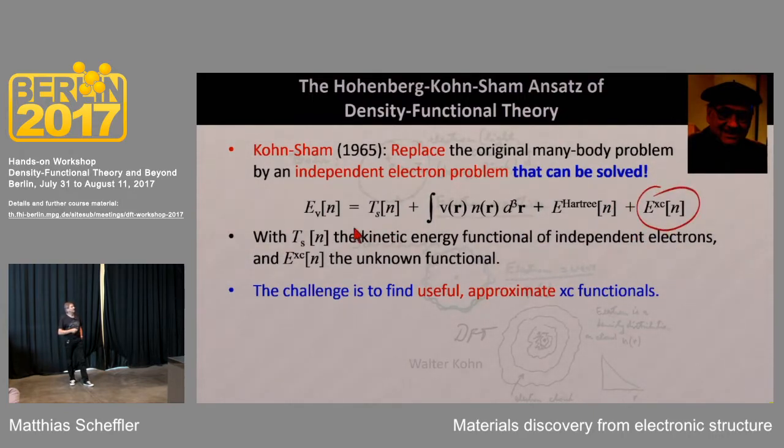The important thing is this. Ts is the kinetic energy of independent electrons, and Exc is the unknown functional. And that again brings us to what Dirac has said. We need an approximate way, but it should be practical. I've written this down here in a somewhat different way, but with the same message. The challenge is to find useful approximate exchange correlation functionals.